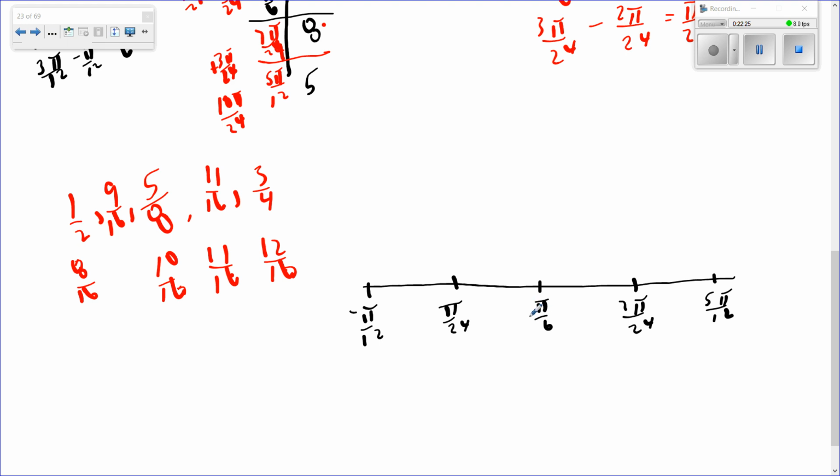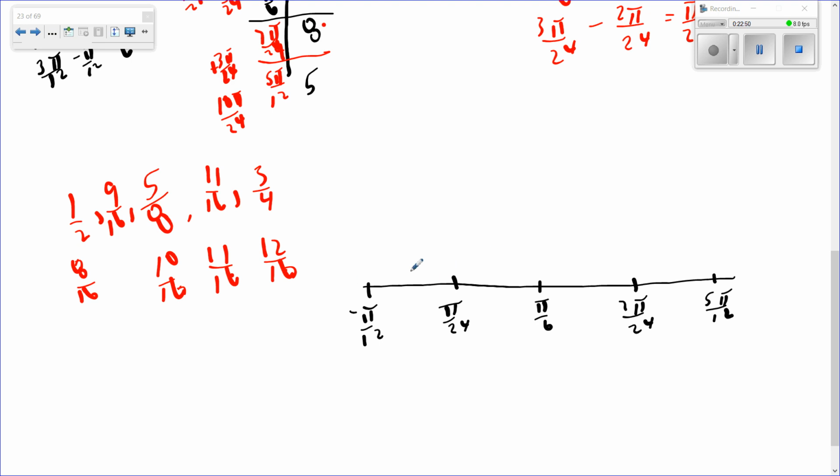That's good. So in our head, think 4 pi over 24. Add 3 more pi over 24s. Perfect. 7 pi over 24. Add 3 pi over 24s. That's going to put me at 10 pi over 24. 10 over 24 reduces to 5 over 12. Perfect. The scale is going up by 3 pi over 24 each block.